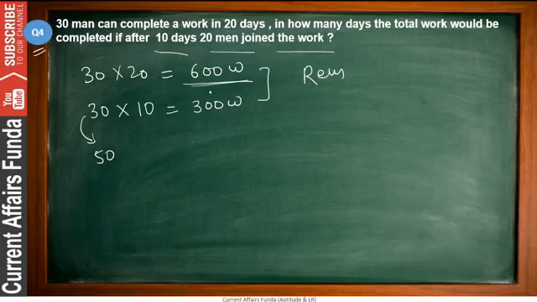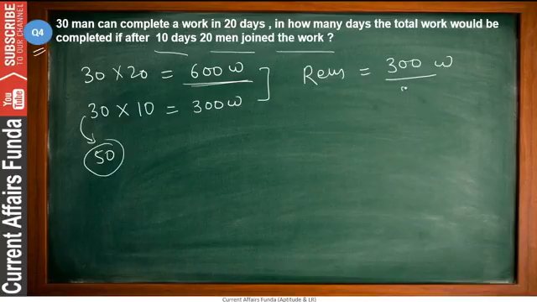So we have to reduce, we have to come under the 600 works. Okay, so the remaining work will be 300 units. Okay, 600 minus 300, so it will be 300 work. And friends, this 300 work will be done by the updated men. So after 10 days 20 men, that means 30 becomes 50, so 50 men, so it will be 6 days.